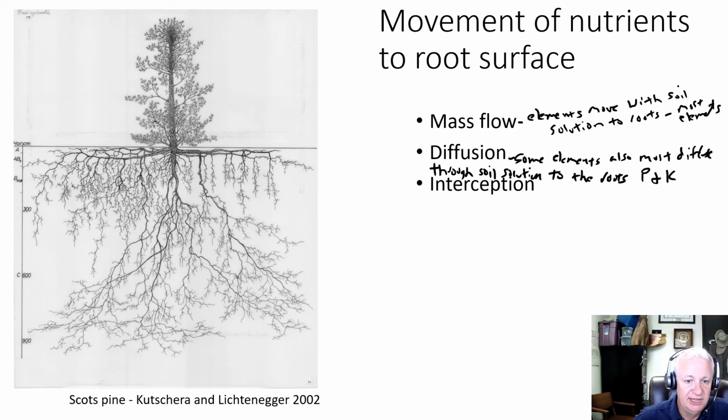And then there's some immobile elements where the roots actually have to grow to those elements to encounter them. So phosphorus and calcium are dependent to some extent on interception, so roots growing to new locations in the soil profile to encounter those elements. So that's a very quick overview of those three mechanisms, and you will have learned or will learn more about those in your soils class.